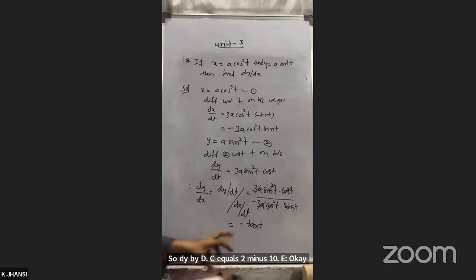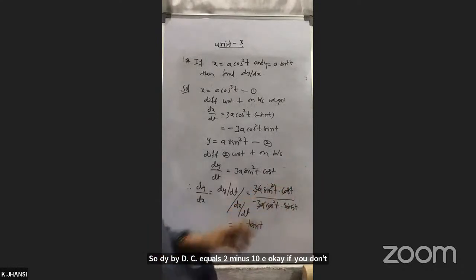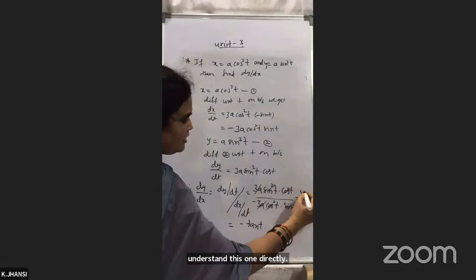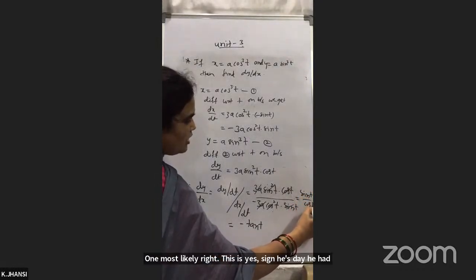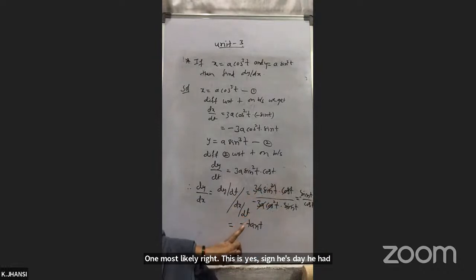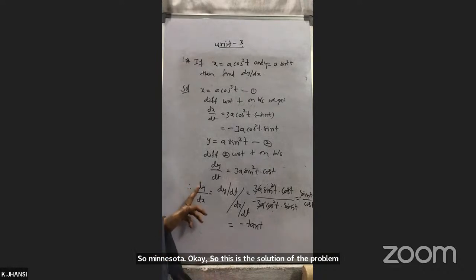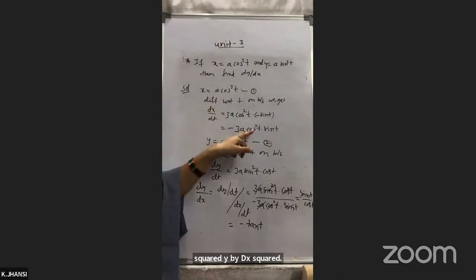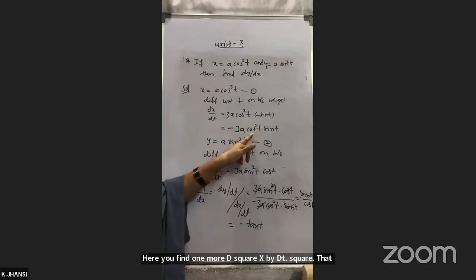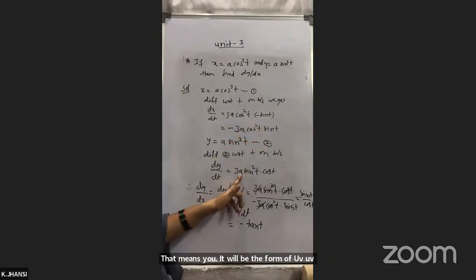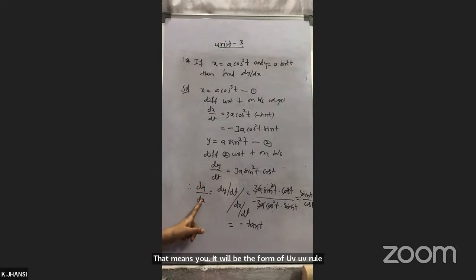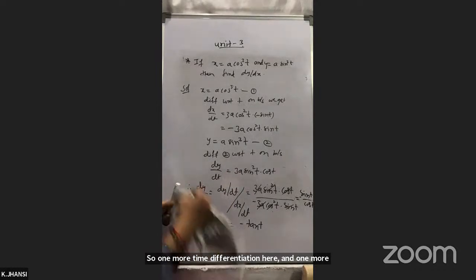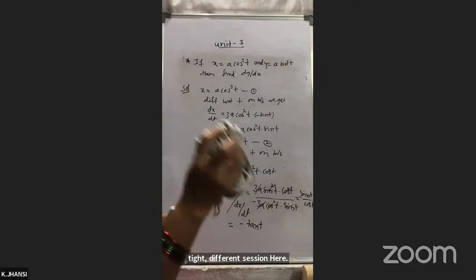Okay. If you don't understand this directly, write one more step. Here sin t is there, here cos t is there, and the negative sign. Okay. Sin by cos is tan, so minus tan t. Okay. So this is the solution of the problem. If they ask for one more differentiation, that is d square y by dx square, you find one more d square x by dt square. That means it will be in the form of the UV rule. So one more time differentiation here and one more time differentiation here, you will get d square y by dx square. Okay. So this is the method for the third method, parametric differentiation.